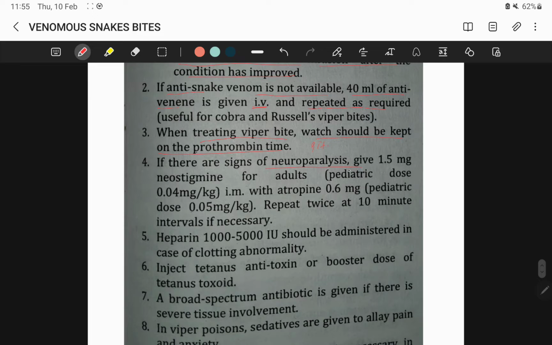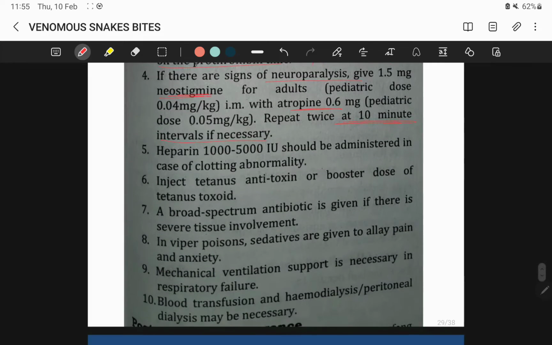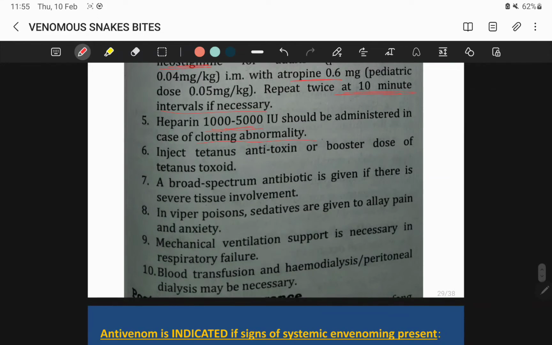And then if there are signs of neuroparalysis, neostigmine should be given, along with atropine. It should be given at 10-minute intervals if necessary. Then heparin for all the clotting abnormality; the normal dose is 1000 to 5000 international units. Tetanus toxoid and antitoxin should also be given, and a broad spectrum antibiotic if there is bacterial growth, but you should do that prophylactically.